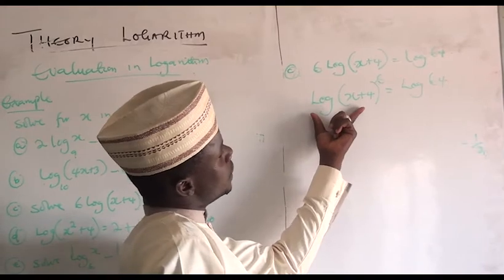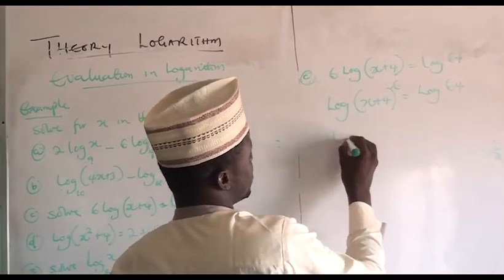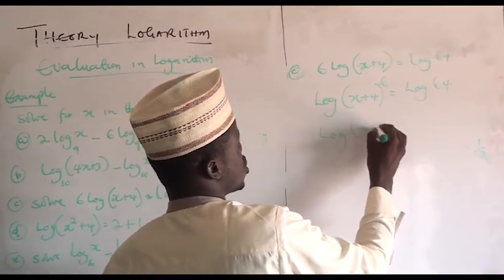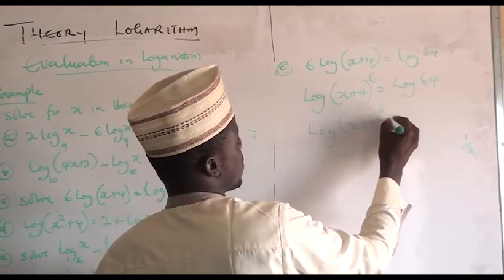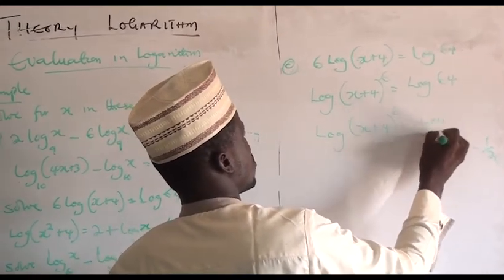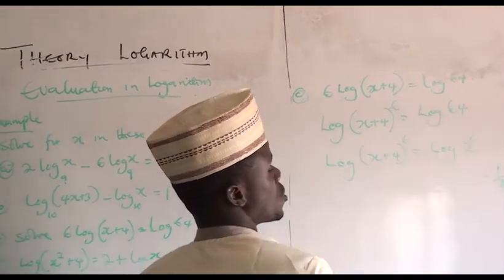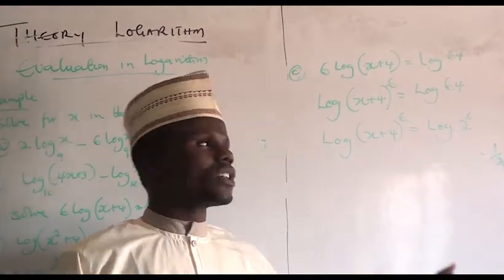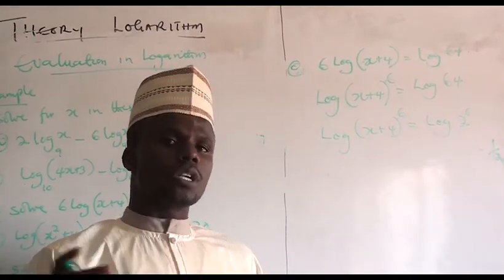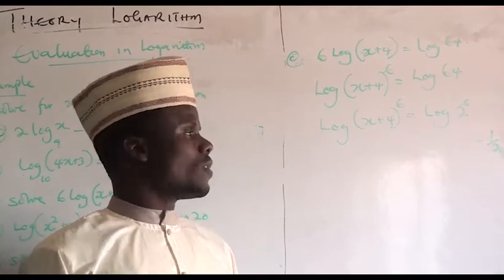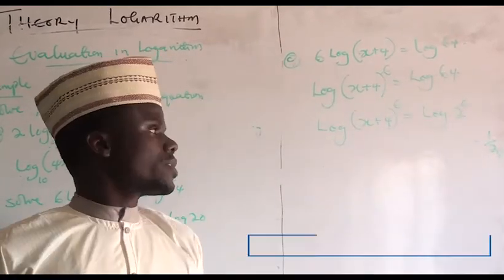So now, in this case, we can take log x plus 4 to the power of 6 is equals to log 2 to the power of 6. Because 2 to the power of 6 is 64. 2 times 2 times 2 times 2 times 2 times 2, up to 6, is 64.